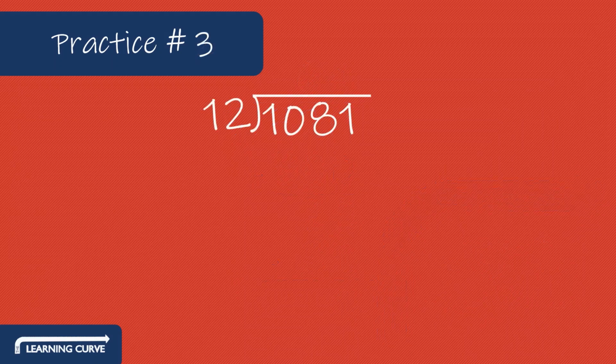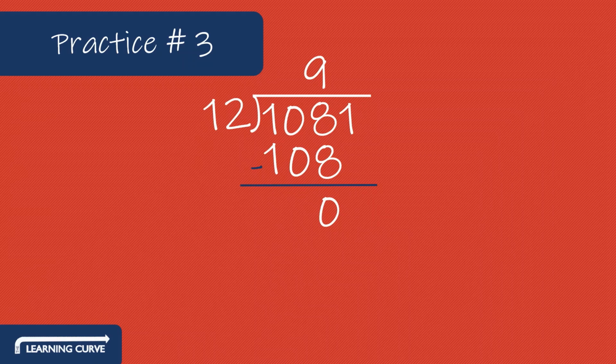Let's do one with remainders. So here 12 cannot go into 1, and it cannot go into 10, but it can go into 108. So we're going to leave two blank spaces. So 12 goes into 108 9 times. 9 times 12 is 108. We're going to subtract. Now when we're using bigger numbers, sometimes it's easier to write an arrow instead of a 0, so we're going to bring that 1 down with the arrow.